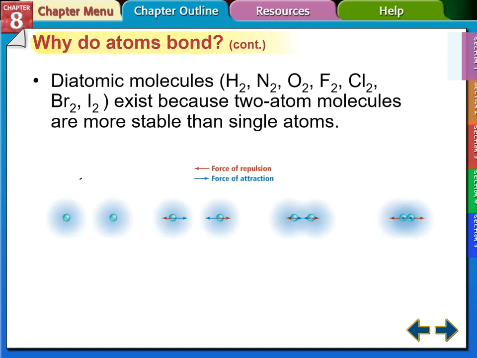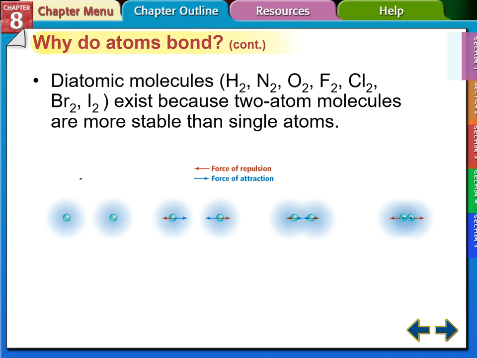Okay, so diatomic molecules, and there are 7 that you need to know: hydrogen, nitrogen, oxygen, fluorine, chlorine, bromine, and iodine. Nitrogen and oxygen make up the atmosphere, and the halogens from fluorine down to iodine all exist because these 2-atom molecules are more stable than single atoms. So these atoms all need to exist in a more stable configuration, and they do that when they bond with each other.